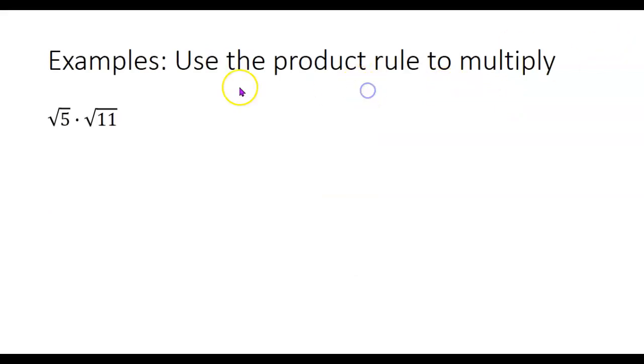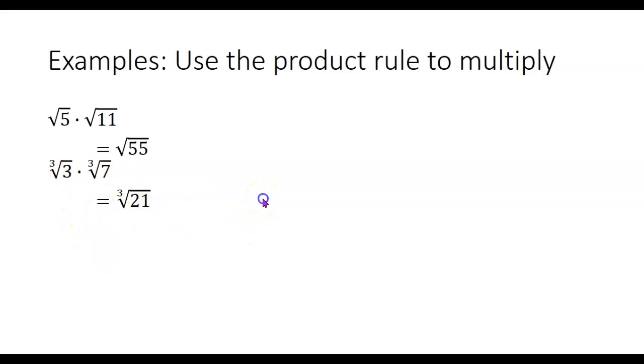So some examples. The square root of 5 times the square root of 11 equals the square root of 55. 5 times 11 is 55, so the square root of 5 times the square root of 11 equals the square root of 55. The cube root of 3 times the cube root of 7 equals the cube root of 21. 3 times 7 is 21, so the cube root of 3 times the cube root of 7 equals the cube root of 21.